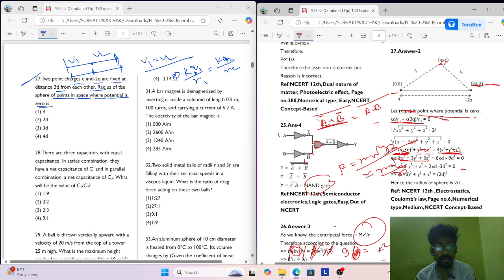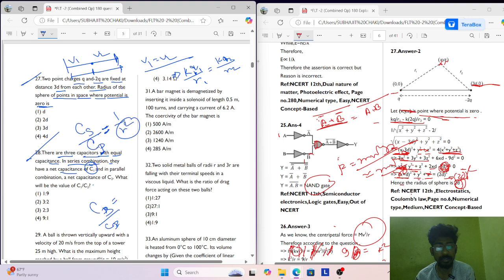There are three capacitors with equal capacitance, in series combination and in parallel combination. Just remember it this way: CS by CP equals 1 by n square. CS by CP you have to calculate, no? N means number of capacitors. So 1 by 3 square equals 1 by 9. So therefore option number 1 will be the correct option here. Simply remember this.